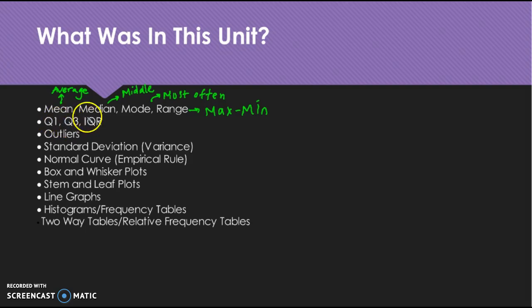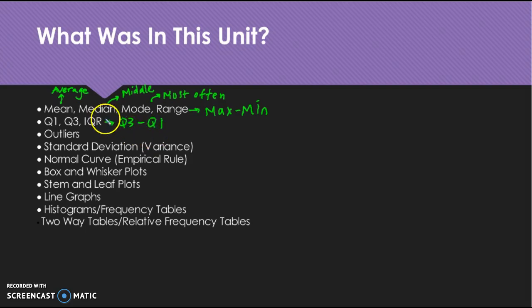You find those the same way we find our median, by putting everything in numerical order. Find your median first, and then start crossing off. You do not include the median whenever you're crossing off to find the Q1 and Q3. The IQR is the interquartile range. So to find the IQR, we do Q3 minus Q1.